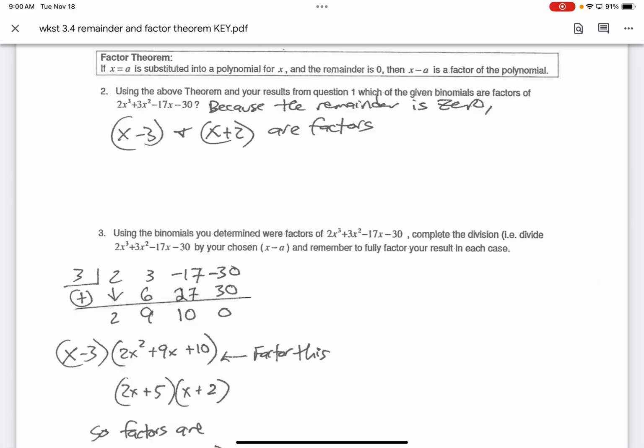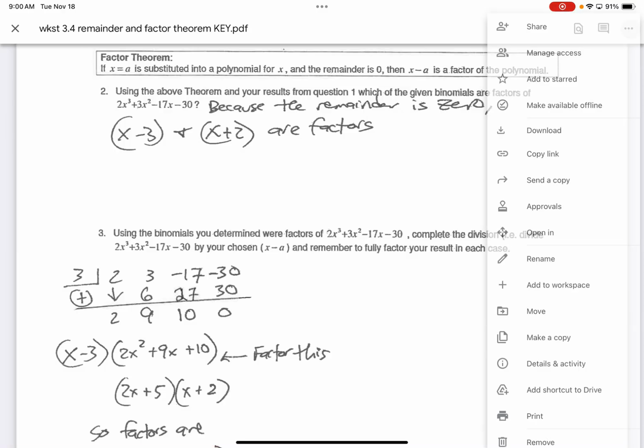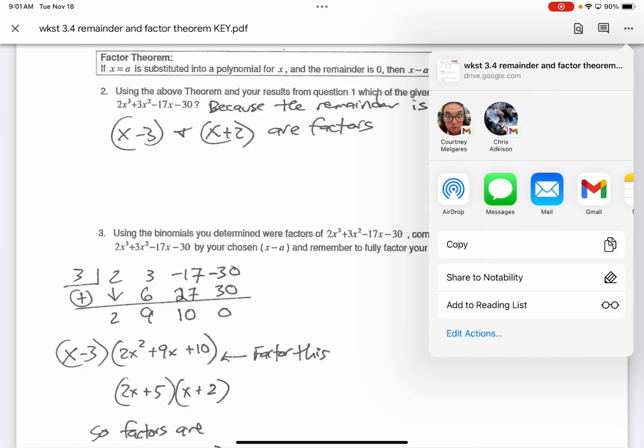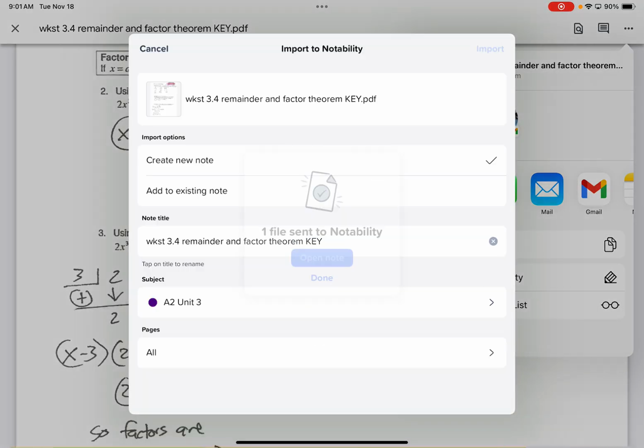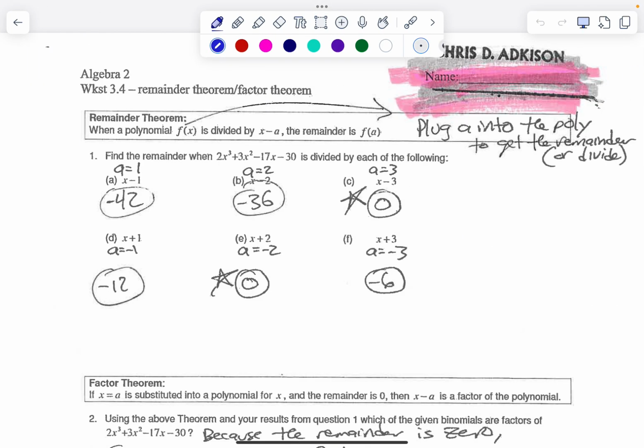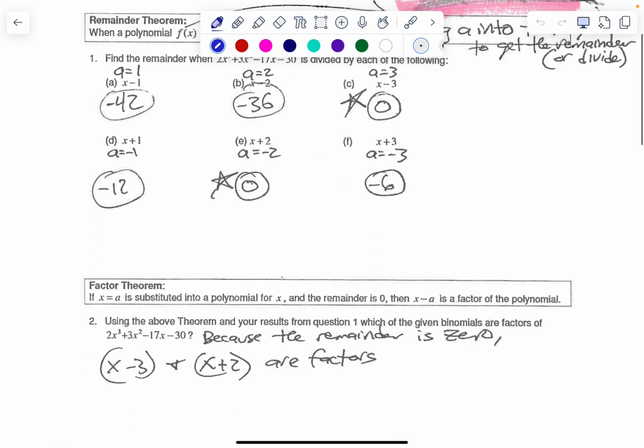Divide by x minus 3, then x plus 2. And show me what you get. Okay? Go. Start doing it. So that just means like let's get on it. If you can find two factors, you don't have to factor.